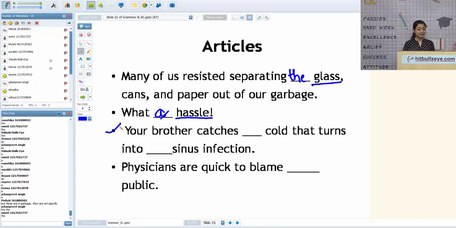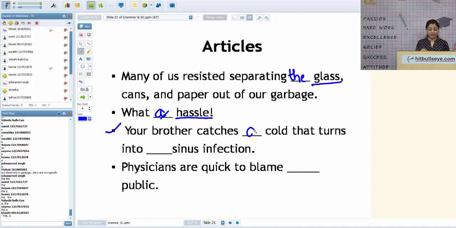Mehak, regarding the first example, I am talking about specific elements of the garbage. The garbage may have more than these elements. It may have not just glass, cans and paper, it may have other things like vegetable peels or anything else. But I'm specifically talking about three things. That's why I've used the here.